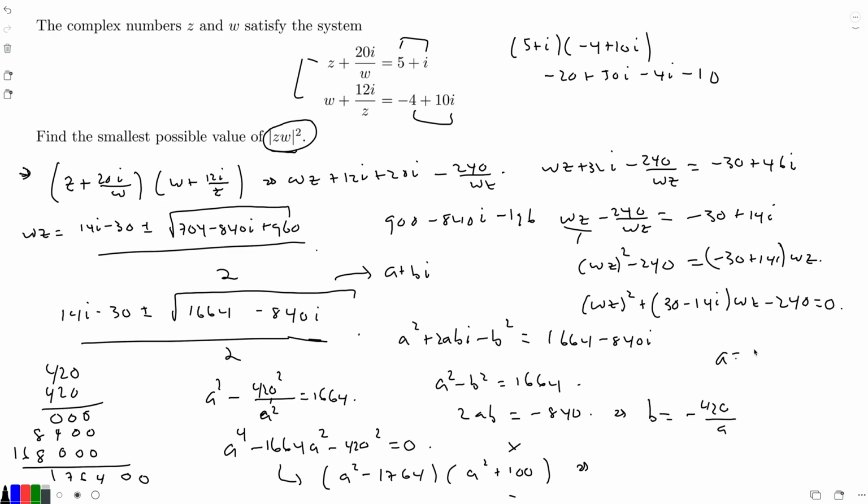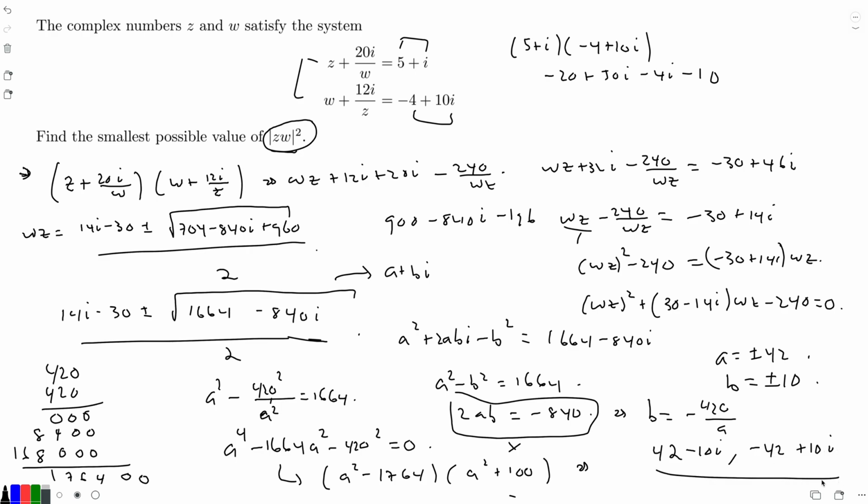A is actually equal to plus or minus 42, and then if a is equal to plus or minus 42, b is equal to plus or minus 10. Wait, hold on. So 84, 10. Yeah, plus or minus 10, I'm correct. So the two possible complex numbers are 42 minus 10i, or negative 42 plus 10i. So these are our two possible complex numbers.